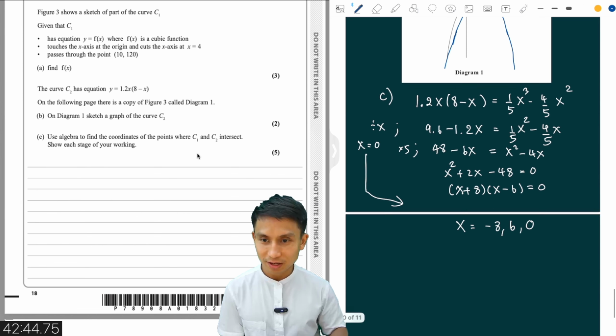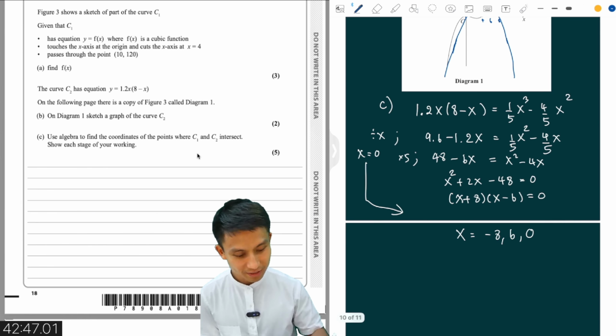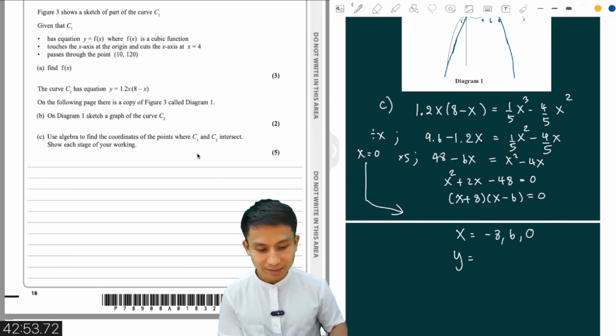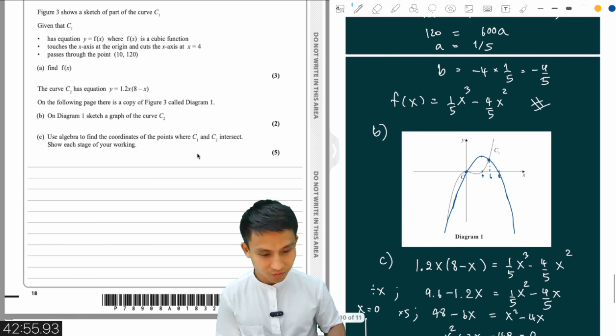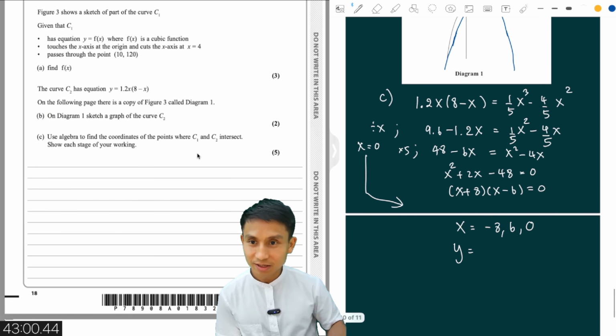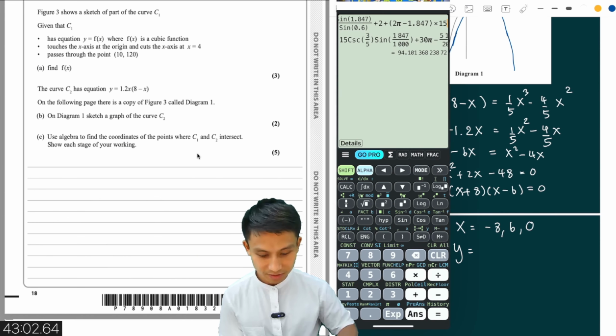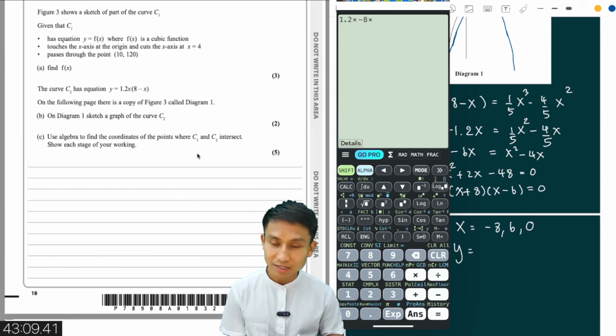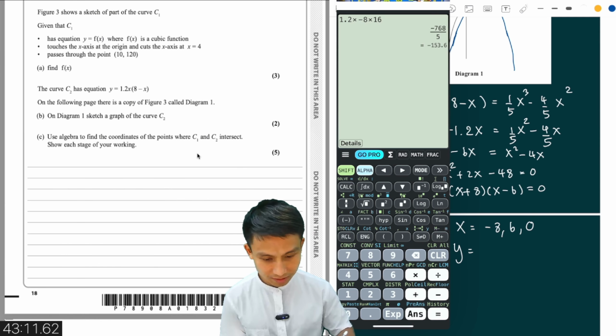Coordinates of points where, okay, we need to find x and y. So y would be equal to, whoops, wrong color. If x is minus 8, what would be y? Which one should we use? I'm just going to use the quadratic one. So that's just 1.2 times minus 8, right? And then times 8 minus minus 8 is 16. So that is minus 768 over 5.